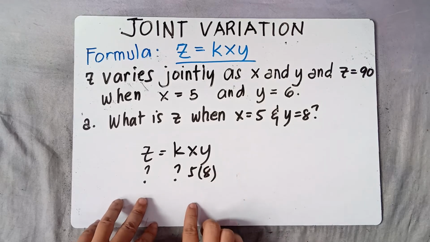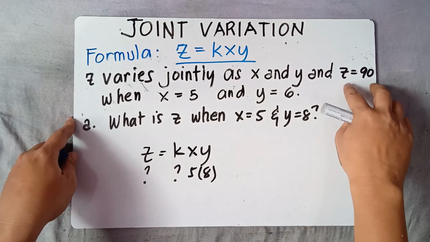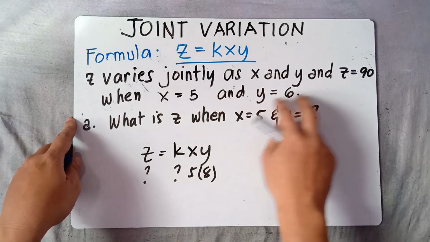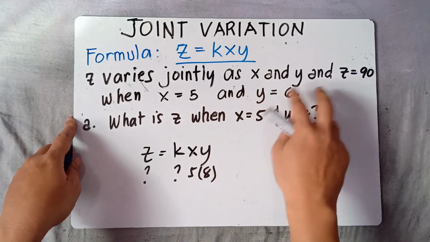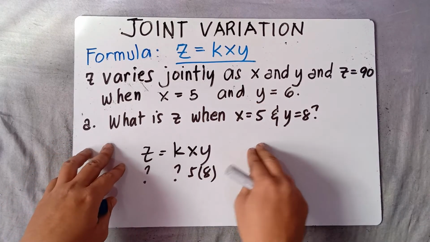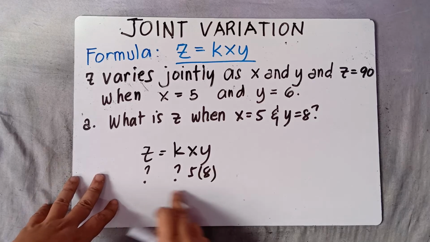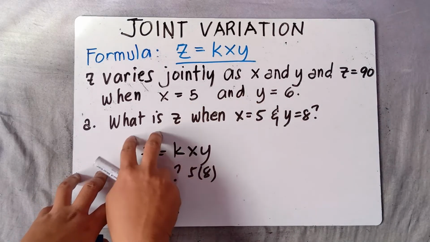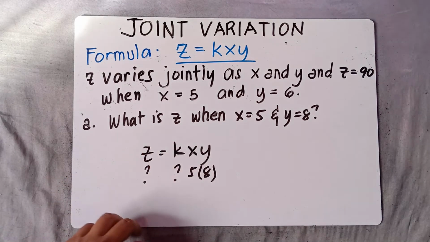So the thing that you will do is use this equation, 90, 5 and 6, to get the value of k first. You cannot solve A if you don't have k because there are two unknown variables. So find k in these given numbers and then you can now solve for A. Let's find k.